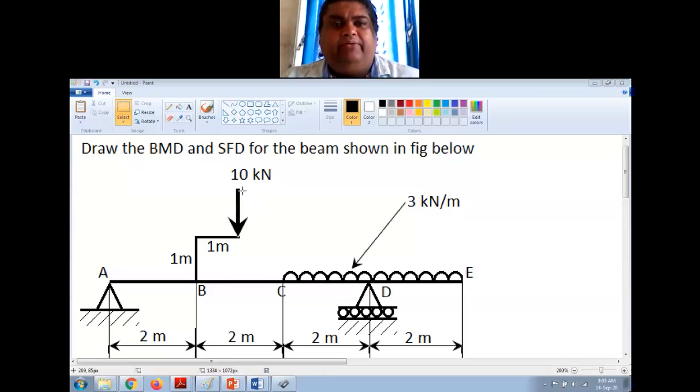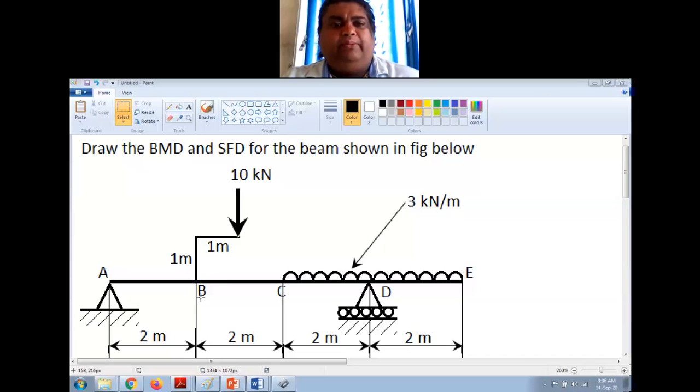Now when you have a numerical like this, how do you solve the BMD and SFD? It's very simple. This 10 kilonewton force acting at the end of the crank, I will have to convert into a point load and a couple acting at point B, and then we will have to redraw the load diagram first. That is the starting point of the numerical.